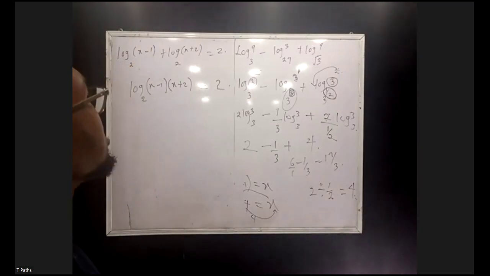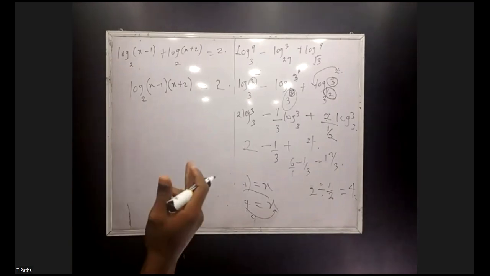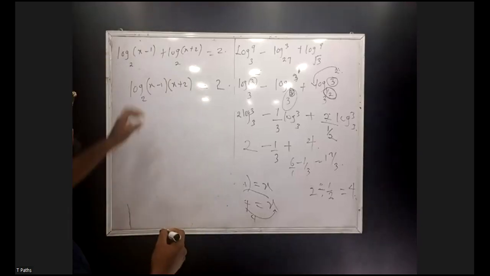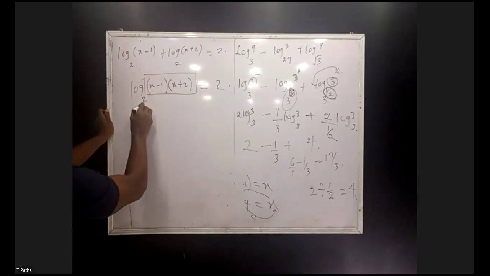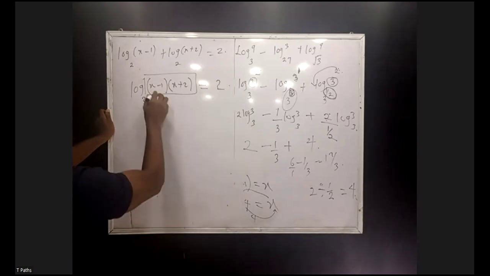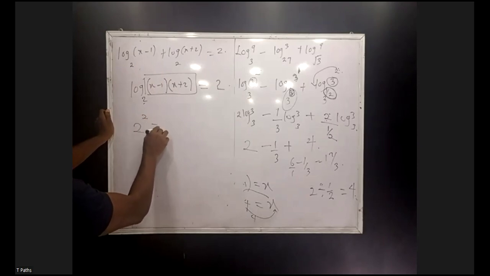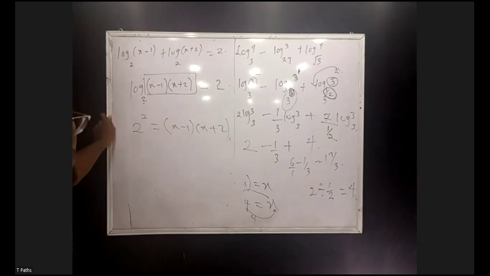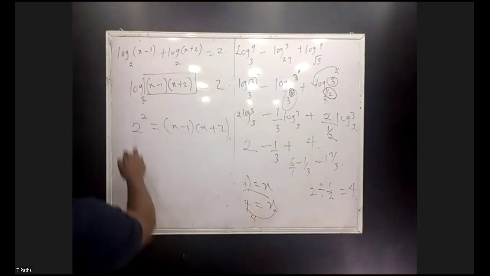What will I do again from this stage? Apply the second rule. It's not the second rule. You apply the basics. What is the basic? The logarithm of anything to a particular base, if it is equal to 2, it means that the relationship between these three things is that 2 power 2 must give you x minus 1 times x plus 2. Am I making sense? Yes, sir. What is 2 power 2?